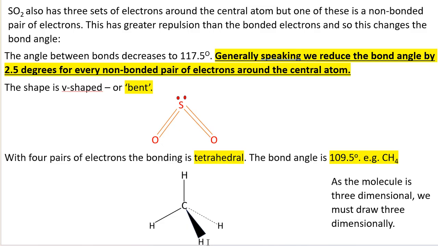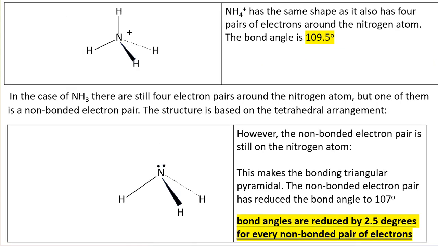Hydrogen drawn with a bond indicated by a dotted line is going into the plane of the paper. But my shape is tetrahedral, with all of the bond angles 109.5 degrees. NH4+ is very similar, with the same shape. It also has 4 pairs of electrons around, in this case, the nitrogen atom. Bond angle is 109.5 degrees.